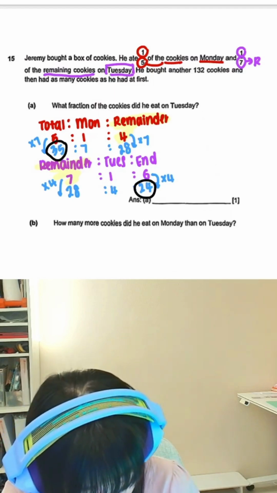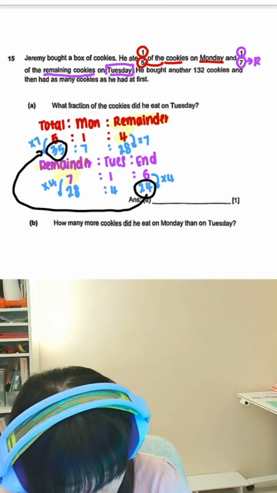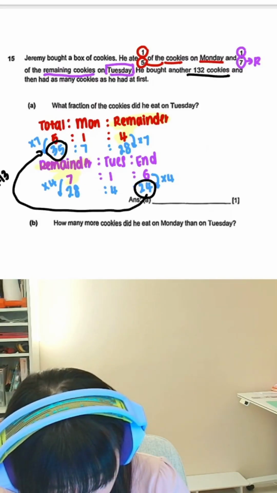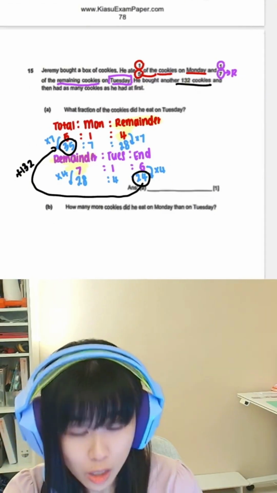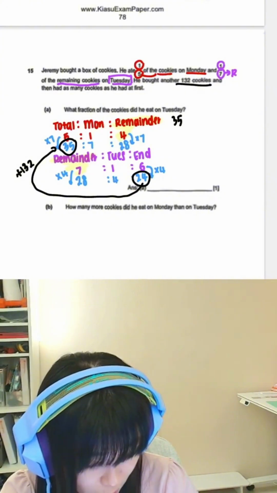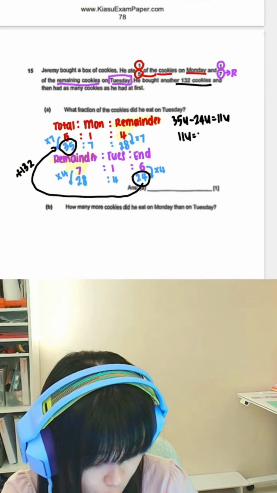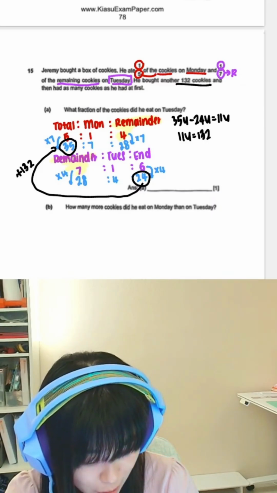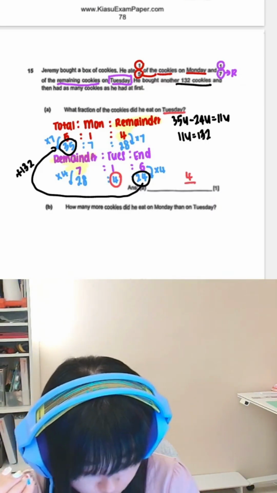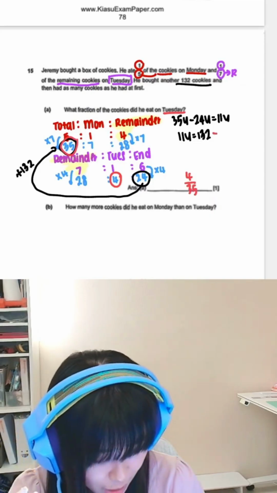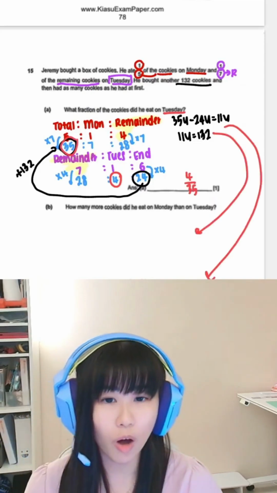So in the end, from 24 units, what the question says is that he bought 132 cookies. So you plus 132. Same thing, 35 units. If you minus 24 units, you know that he bought 11 units. 11 units is 132. What fraction of the cookies did he eat on Tuesday? 4 out of total 35. Then here is all the same thing. The working will all be the same.